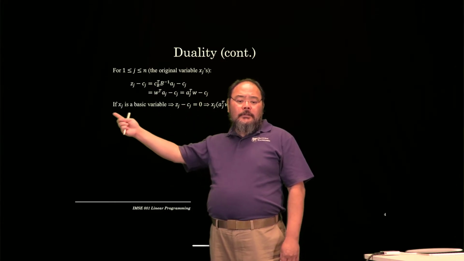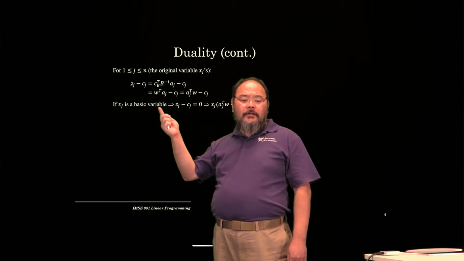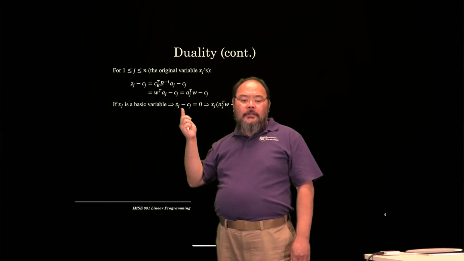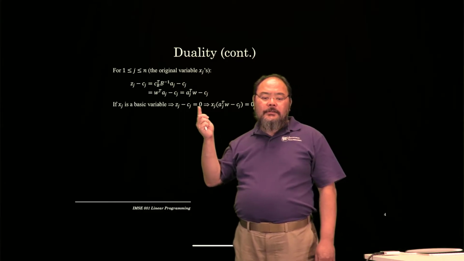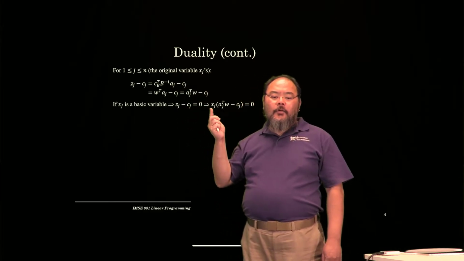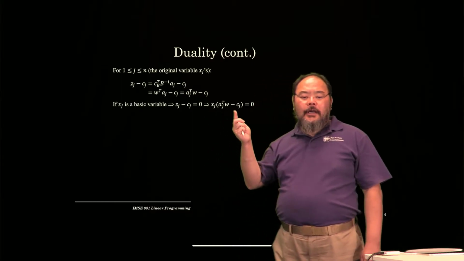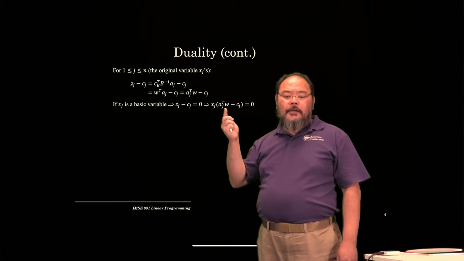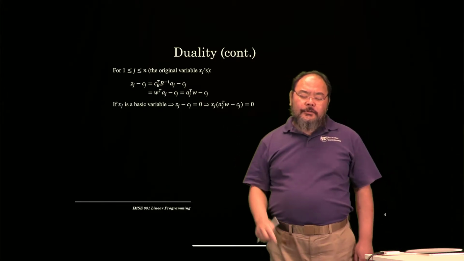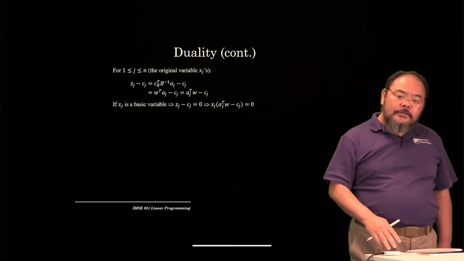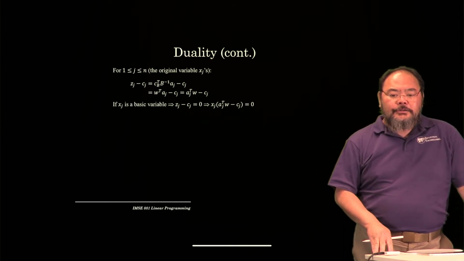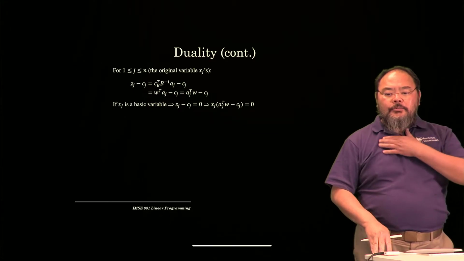If xj is a basic variable, which is taking a positive value, I know that the corresponding zj minus cj entity will be 0, and therefore xj times (aj transpose times omega minus cj) will be equal to 0. This will later be referred to as a complementary slackness condition in our primal and dual problem.